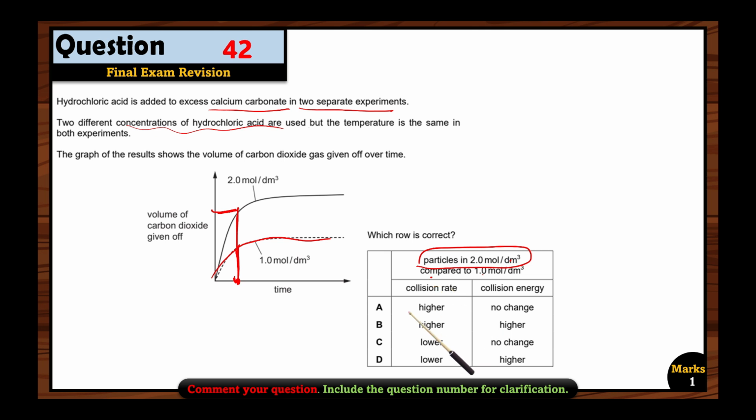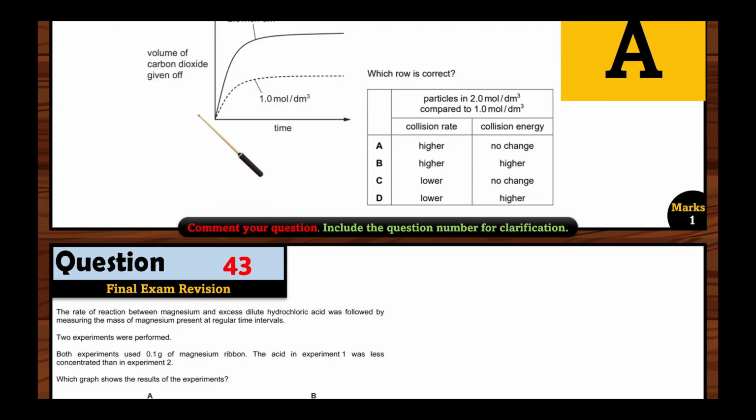So collision rate is higher. Yes, it's right. What about collision energy? No change in collision energy because concentration has nothing to do with the energy. So only the collision rate is higher. So option A is the correct option.